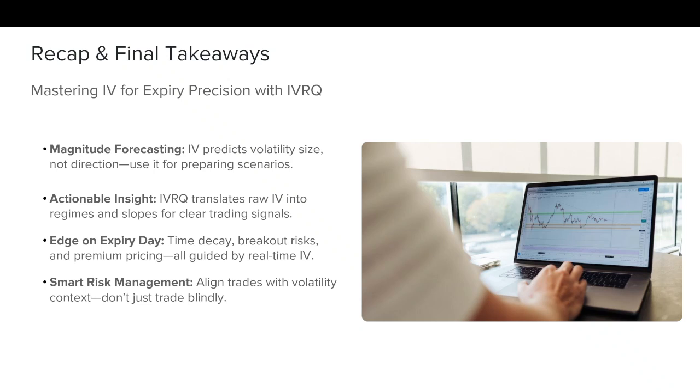Secondly, IVRQ converts raw IV into interpretable market regimes, low, normal, and high, and adds slope-based color coding. These visual cues drastically reduce guesswork. You are no longer reacting to volatility. You are anticipating it. Finally, expiry day trading becomes strategic rather than stressful. Don't we all want that?